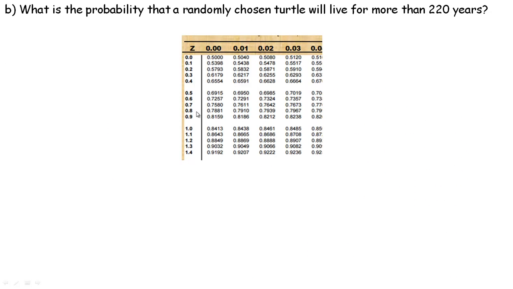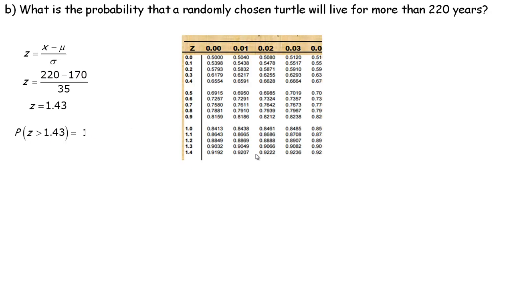In B, we're asked, what's the probability a randomly chosen turtle will live more than 220? So we're going to do the more than here, and the last page we'll do the between. So more than 220, we need to find the z-score of 220. So we put 220 here, minus the mean of 170, and the standard deviation divided by 35. And so this is 50 divided by 35 is 1.43. So it's 1.43 standard deviations above the mean.